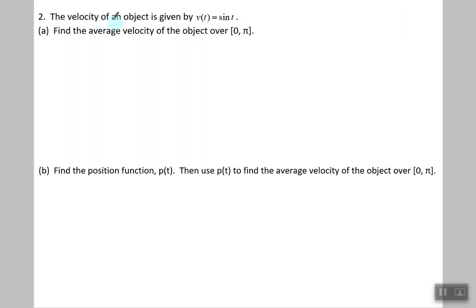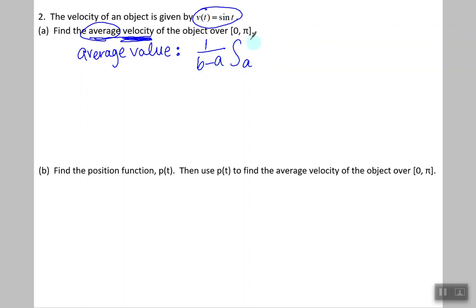Number 2. The velocity of an object is given by v of t equals sine of t. A. Find the average velocity of the object over 0 to pi. So I'm given velocity, and I need the average of the velocity. So that would be finding the average value. Anytime I think of average value, I think of 1 over b minus a times the integral from a to b of the function for which I'm finding the average value.